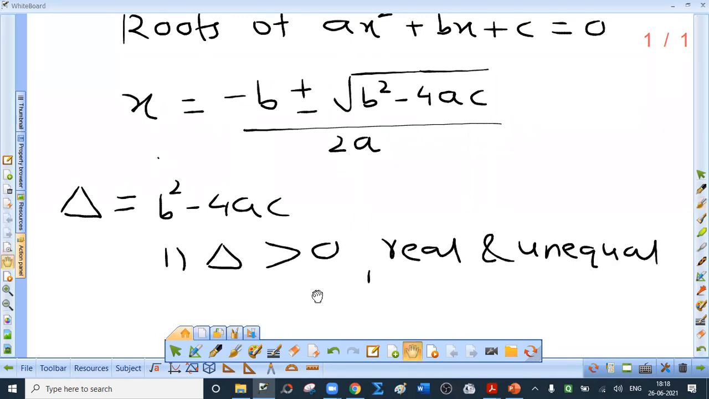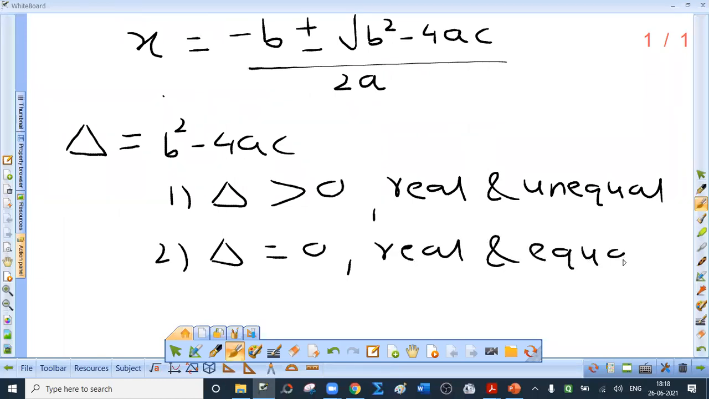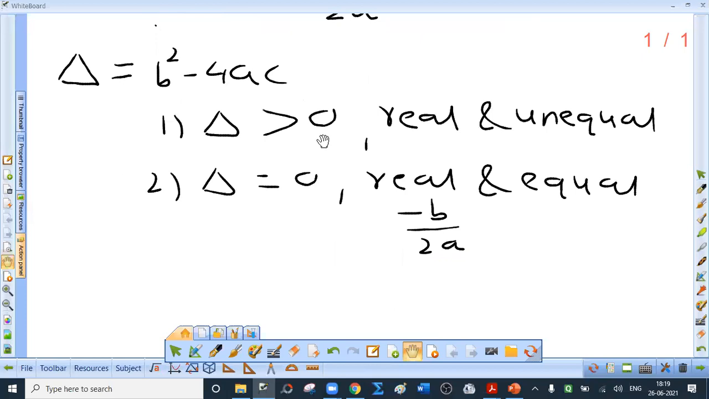Second possibility, delta is 0. Roots are real and equal. Not only that, each root is minus b upon 2a. Why is this so? See the formula. Why two distinct roots? Because this is non-zero. Minus b plus this by 2a, second minus b minus this by 2a. But if this is 0, then each root is minus b plus 0 by 2a, minus b minus 0 by 2a. And that is why I am saying each root is minus b upon 2a.